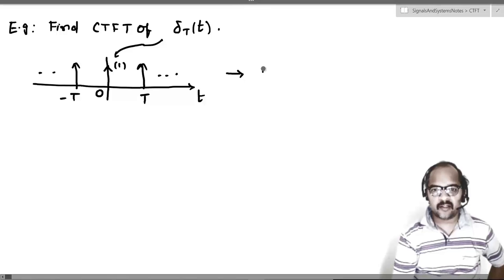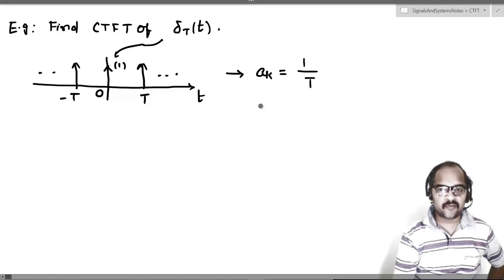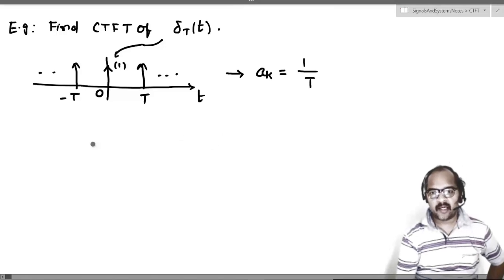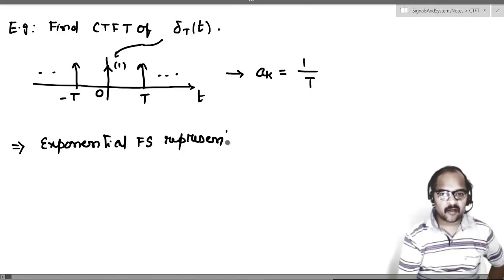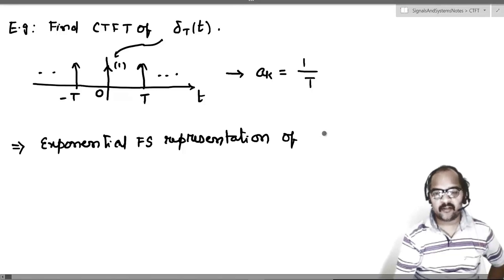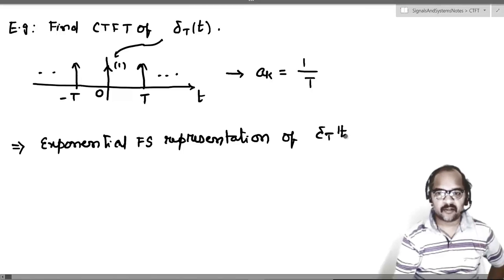But we know what this will have as exponential Fourier coefficients. We got that to be how much? ak equal to 1 by T. So this implies the exponential Fourier series representation of delta T of t. The exponential Fourier series representation of delta T of t is how much?